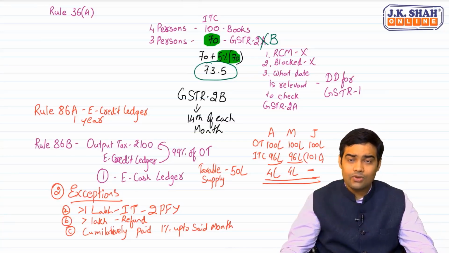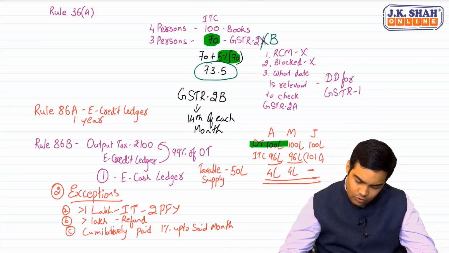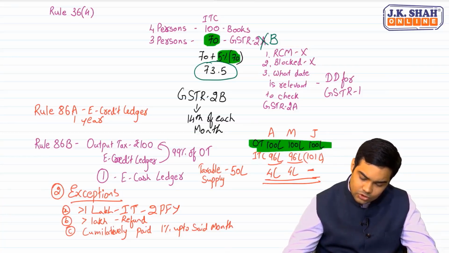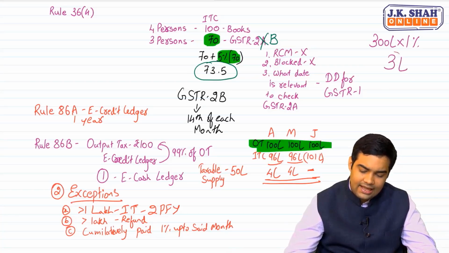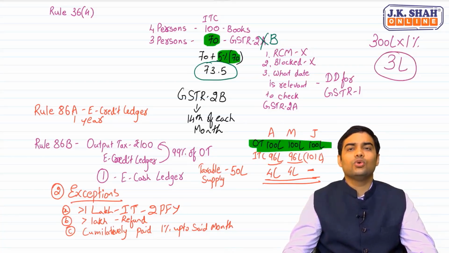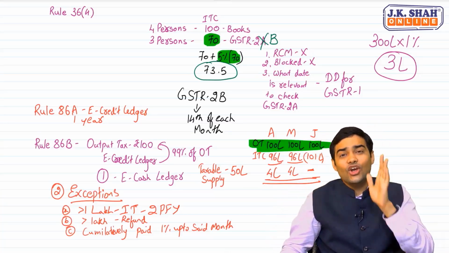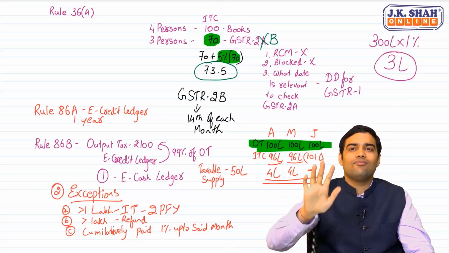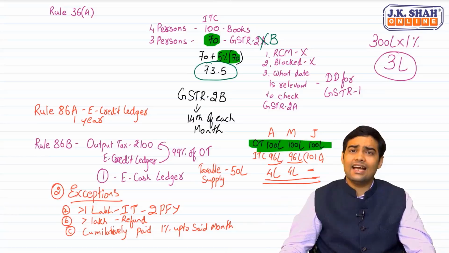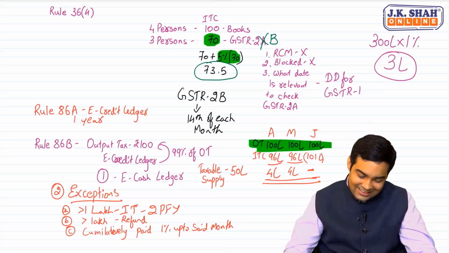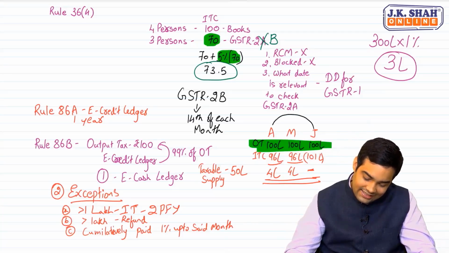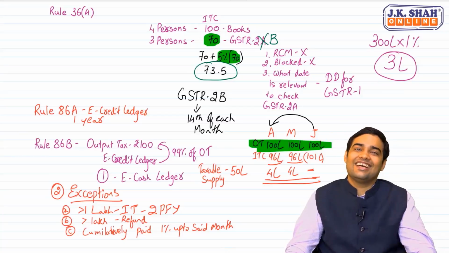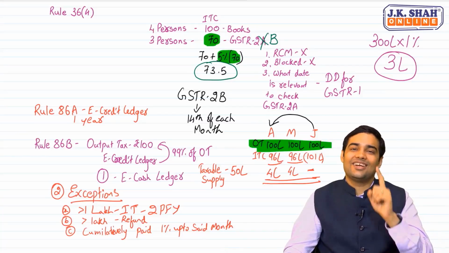Now see this carefully. If I put the total of output tax, total of output tax comes to 300 lakhs, correct? 300 lakhs into 1% is how much? 3 lakh. Have I paid at least 3 lakh through the e-cash ledger? The answer is yes. Cumulatively up to the said month of the current financial year, if I have paid 1%, then in that case, this restriction will not be applicable. But say suppose the same data of June was there in April, being the first month of the current financial year, then I would be required to pay 1%.